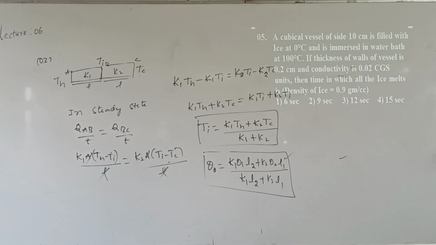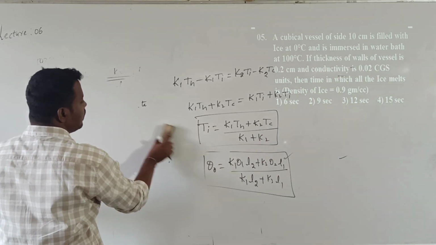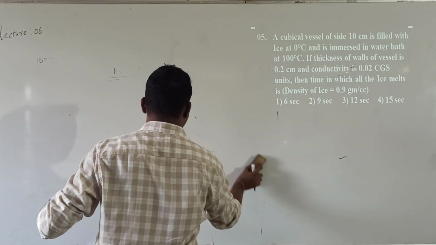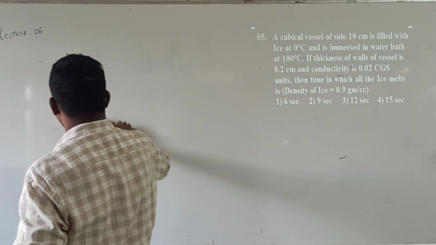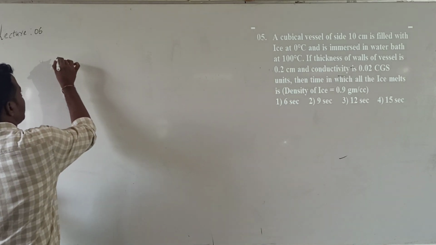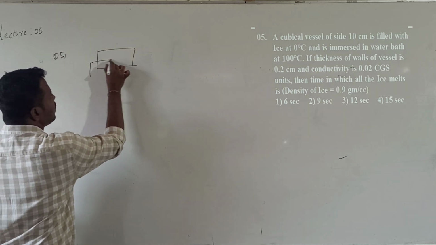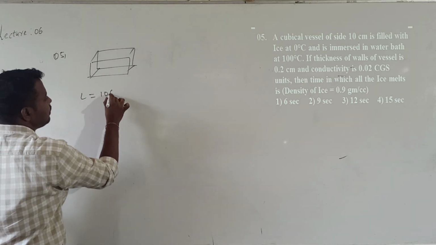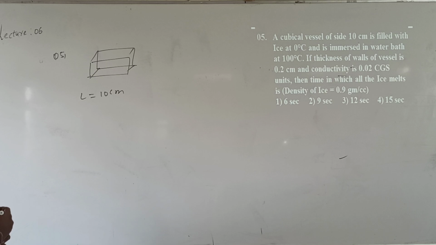Question number 5. Important model. A cubical vessel of side value 10 centimeters is given. One cubical vessel is there. The side length L is equal to 10 centimeters.